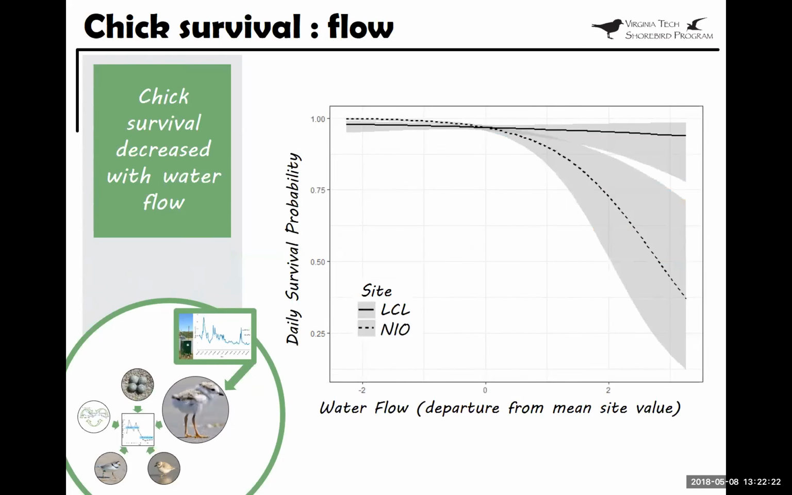Chick survival decreased as river flow increased at both sites, although the effect was nearly 6 times as strong on the Niobrara as Lewis and Clark Lake. And the effect was significant on the Niobrara, but not on the lake.